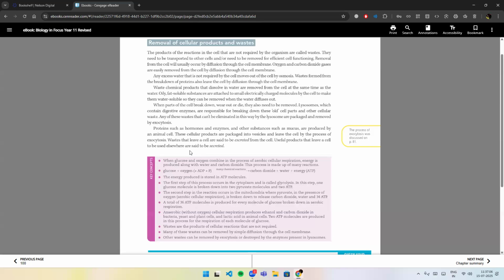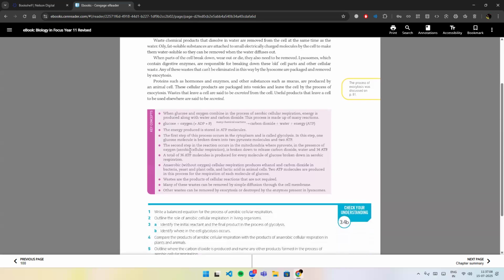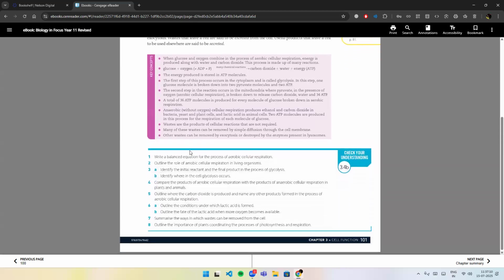Key concepts. When glucose and oxygen combine in the process of aerobic cellular respiration, energy is produced along with water and carbon dioxide. This process is made up of many reactions. The energy produced is stored in ATP molecules. The first step of this process occurs in the cytoplasm and is called glycolysis. In this step, one glucose molecule is broken down into two pyruvate molecules and 2 ATP.